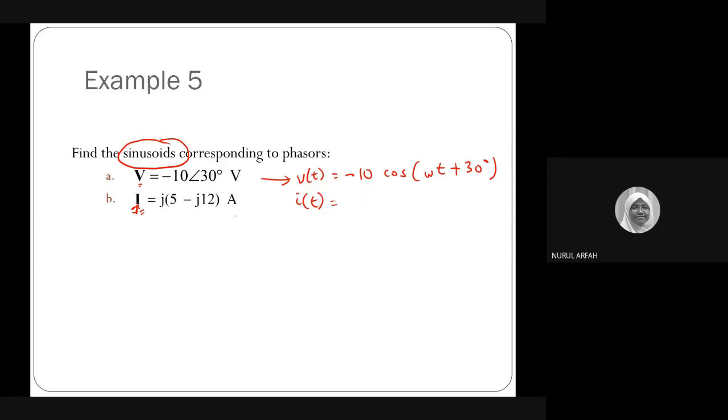But this one, how to solve this one? Any idea? If we expand this, we have a j5, right? And then minus j square 12. Do you agree here or you confused? Or maybe you put it in a different way. You use calculator. Please use your calculator. j times 5 minus j12. What do you get? You're supposed to get the same. Okay, use your calculator. What do you get?